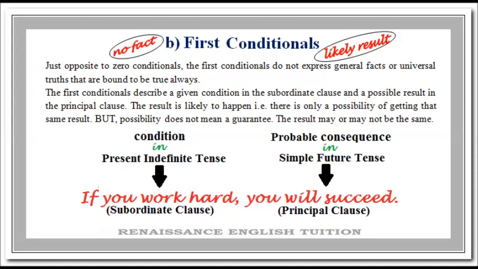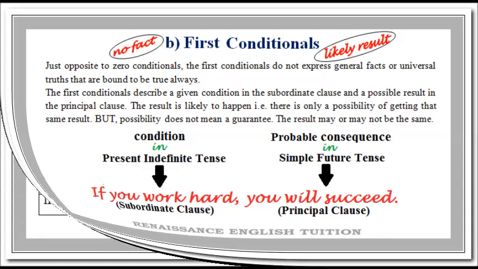See example. If you work hard, you will succeed. The subordinate or the if clause is always in the present indefinite tense and the principal clause is in the simple future tense. Under a particular condition, the mentioned likely outcome is supposed to come, but it is not always sure. The result may or may not be the same for different people or things under the same circumstance. Thus, in the first conditionals the if clause or the subordinate clause is written in the present indefinite tense and the principal clause is written in the simple future tense.